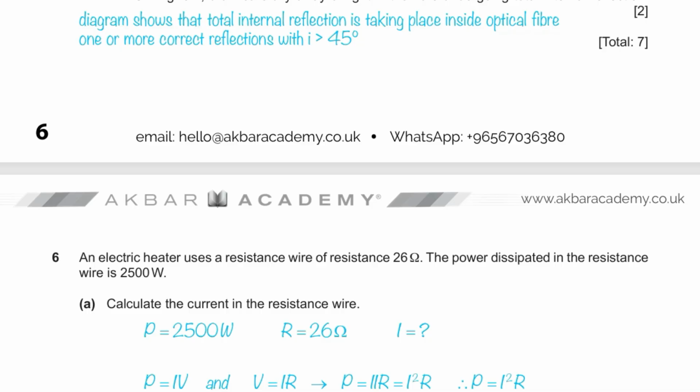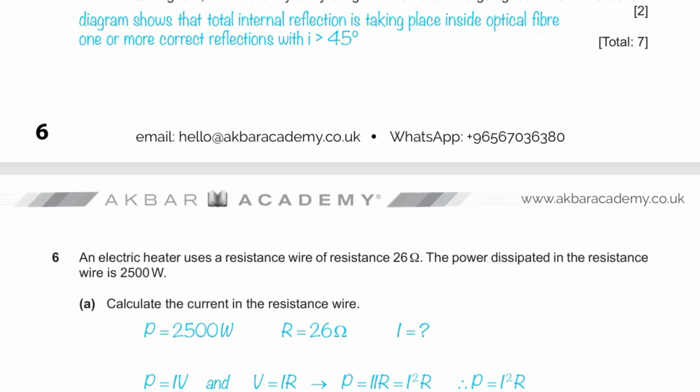Now here's the clever part. We're going to substitute the value of V from the second formula into the first one. So replacing V in the power formula with I multiplied by R, we get P equals I multiplied by I multiplied by R, which is P equals I squared multiplied by R. That's the final rearranged formula we'll use to find the current.